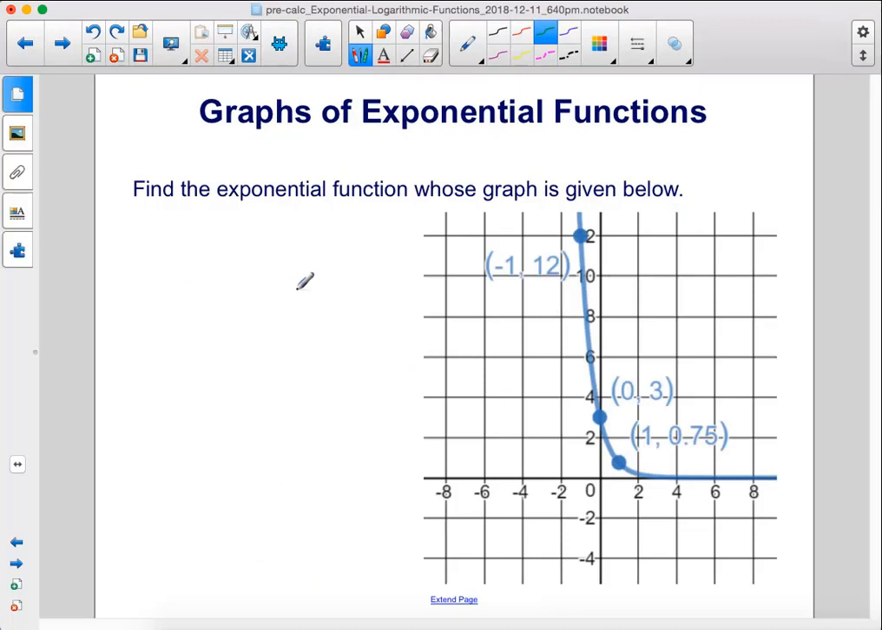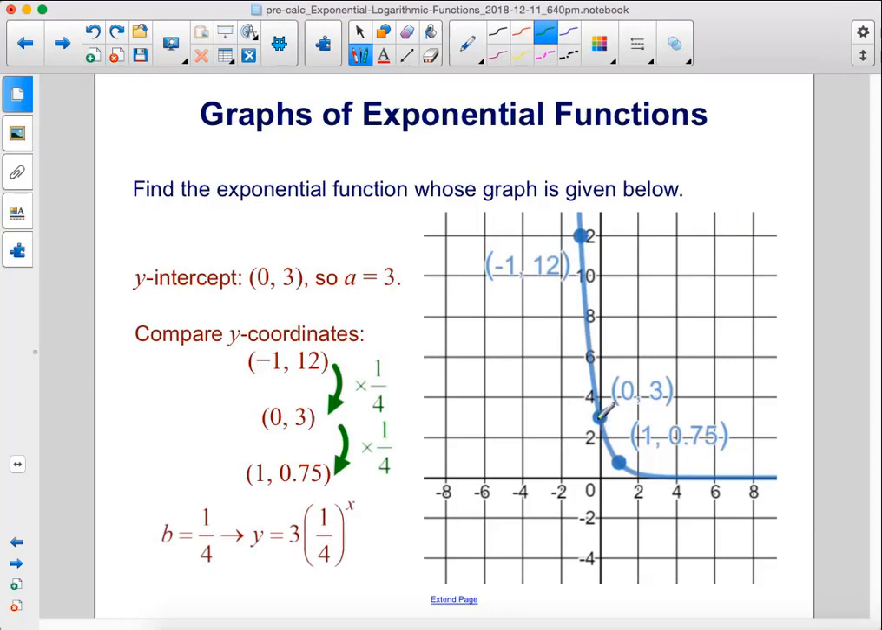Find the exponential function whose graph is given below. The y-intercept right here is (0, 3), so a equals 3. Then we're going to compare y-coordinates. We go from (-1, 12) to (0, 3) to (1, 0.75). In each of these cases, we multiply the y value by 1/4 to get to the next one. Therefore, b equals 1/4. So the equation for this exponential function is y equals 3 times 1/4 to the x power.